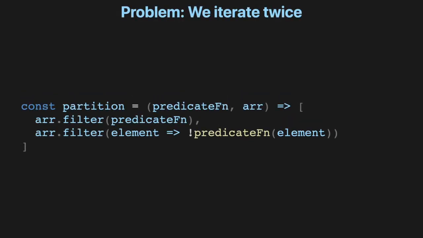So a problem here is that we're actually iterating twice. Remember, filter will iterate the array every time you call it, and we have two filter operations, so we're iterating twice. So let's see how we can use reduce to maybe optimize this.